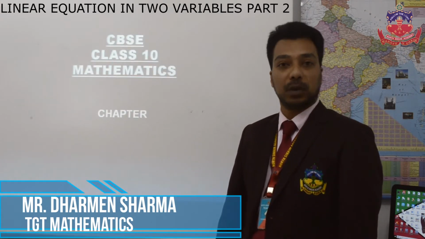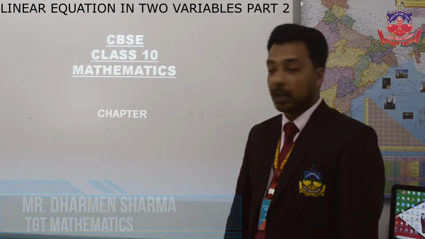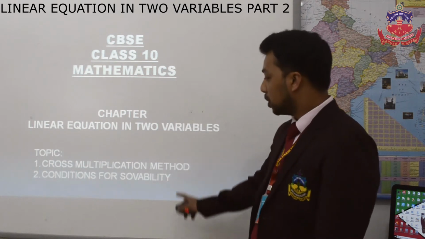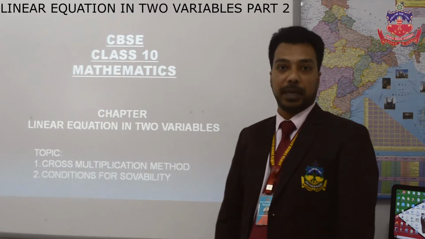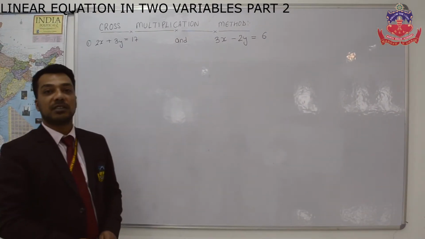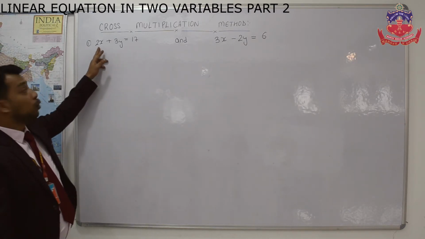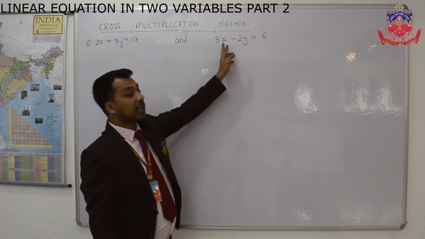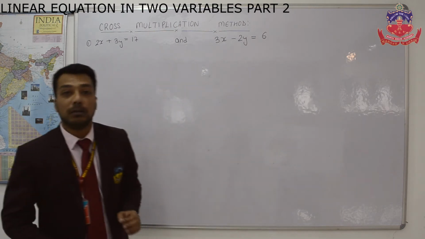In this video class, we will be studying two topics, which are the cross multiplication method and conditions for solvability. Let us first begin with the cross multiplication method with some examples. Let us first understand the cross multiplication with an example, that is 2x plus 3y equals 17 and 3x minus 2y equals 6. Now, how do you solve by using this method?